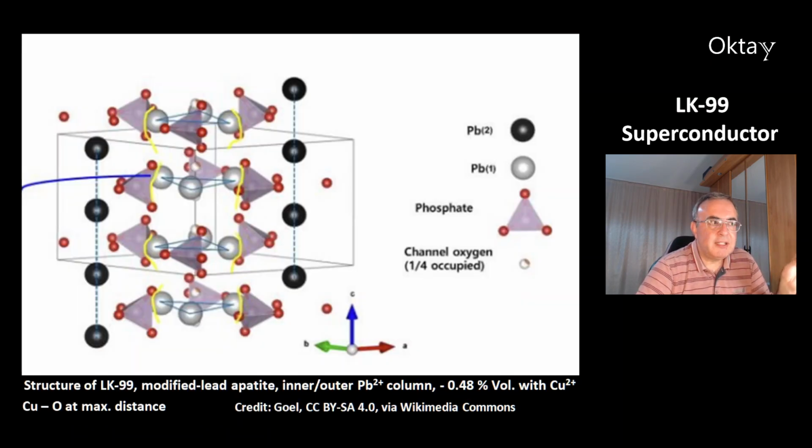This is the structure of LK-99. It is a modified lead apatite. There are two kinds of lead ions. In black, the outer lead ions. In gray, the inner lead ions. They are separated by the phosphate groups. In the middle, there are the oxide ions. This is a column structure. And the replacement with copper causes a shrinkage of by 0.48%. And another theoretical work suggested that the oxide ions prefer the maximum distance from the copper ions that causes stress.